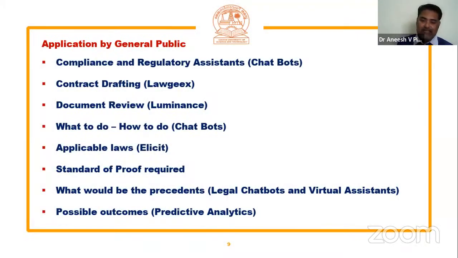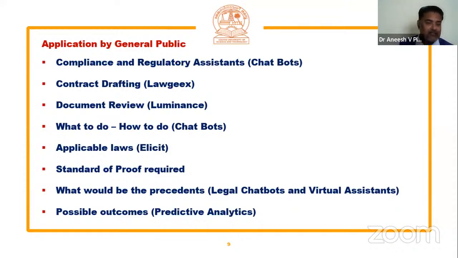Now, coming to the second aspect, the use of AI for the legal profession and the general public, because law and legal practice are solely for the purpose of the general public. Whenever the general public needs something or whenever they are facing some legal problem, they need protection or advice. For that, we the legal professionals are there. Now, how will these AI tools help the general public?